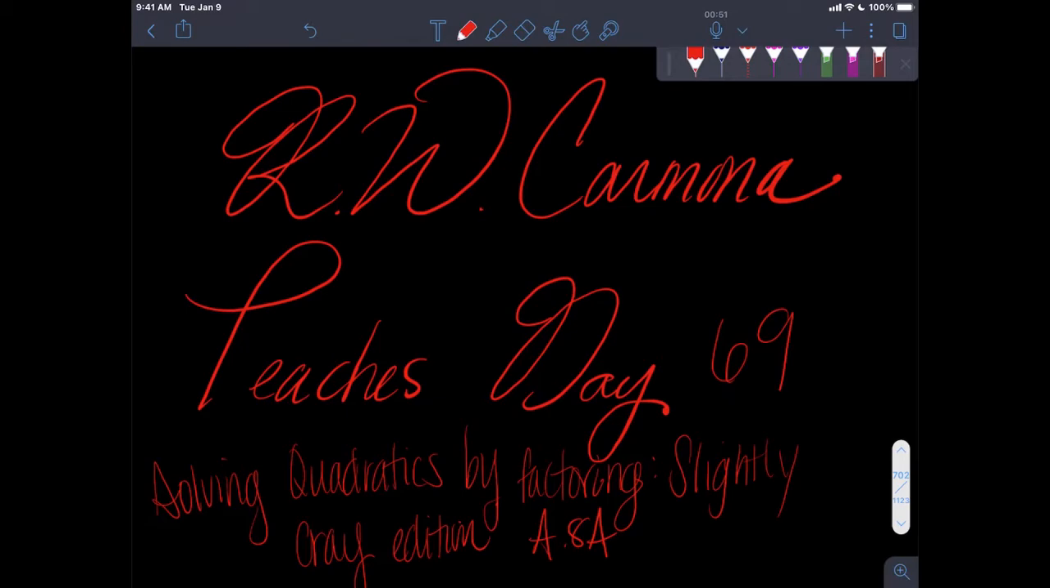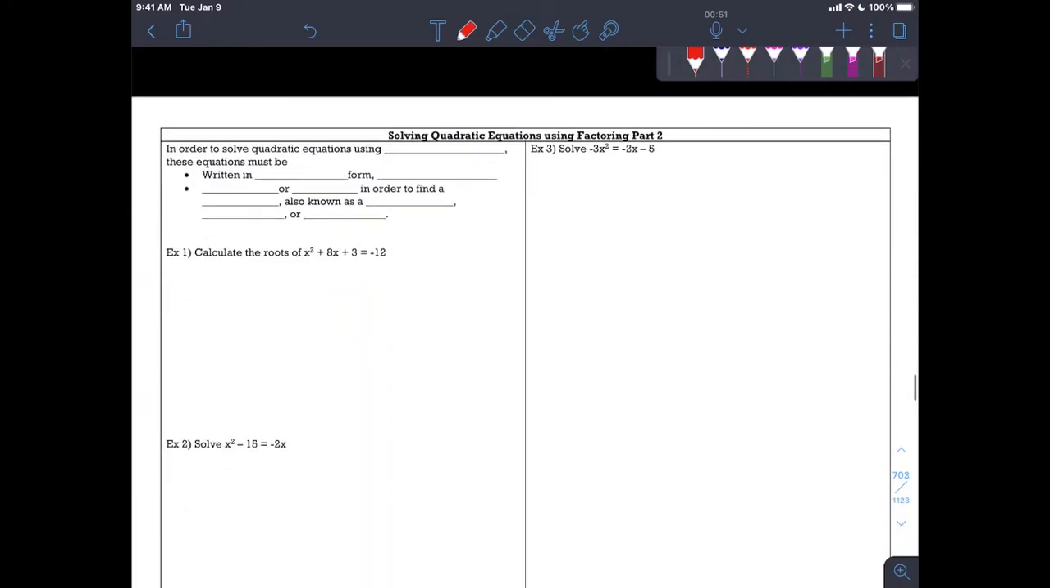Algebra 1, Day 69. So today we're going to be talking about solving quadratics by factoring again. Except this is the slightly cray-cray edition, meaning that it's going to have a little bit of an extra step. And sometimes you'll see this on standardized tests and other things like that, where you have to rearrange everything to make sure it's equal to 0. So let's go ahead and take a look at it.